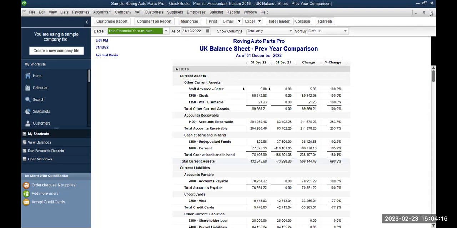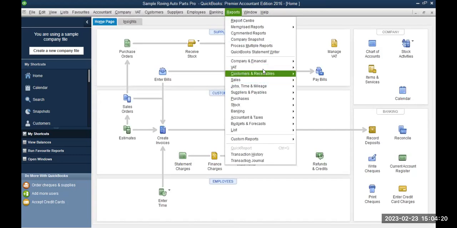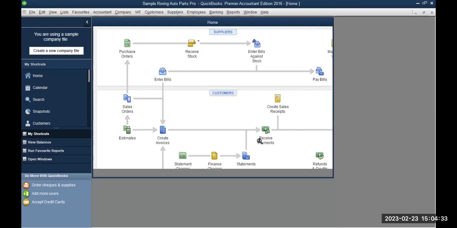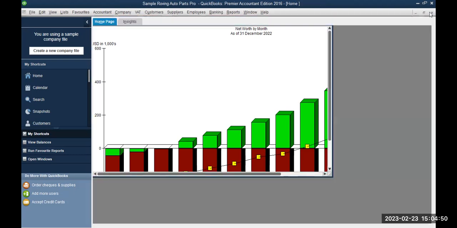The next one is the statement of cash flows. So you go to reports, still under company and financials, and you'll see your statement of cash flows. And just before the statement of cash flows, you can actually get your net worth graph, by the way, for the balance sheet. If you want a graphical representation of your net worth, you can see how it grows. Your net worth is the yellow one across. Okay, so it's showing that the assets are building up over time, which is good for this company. So you have to check the reality of your scenario.